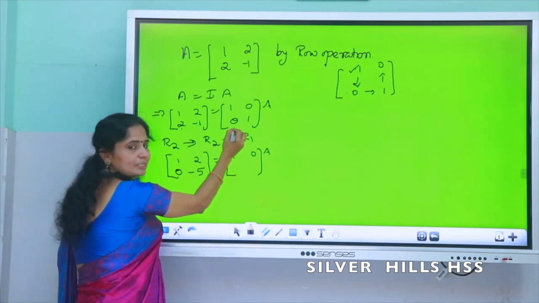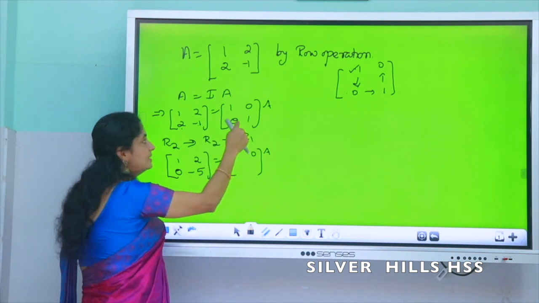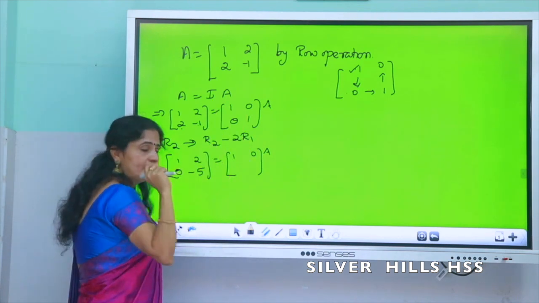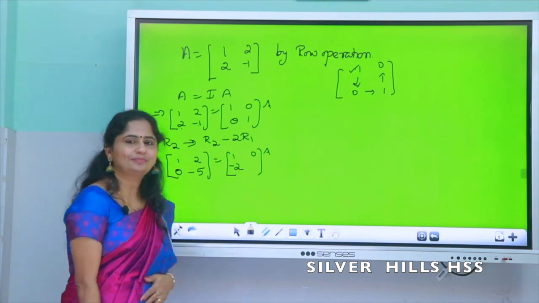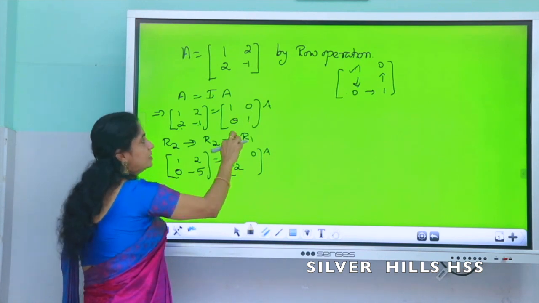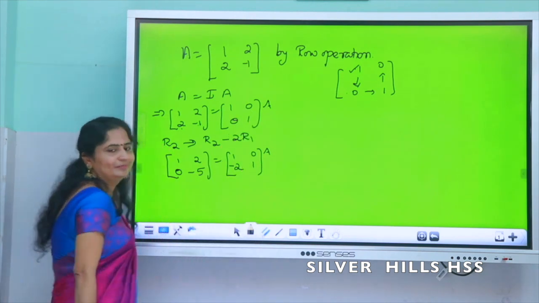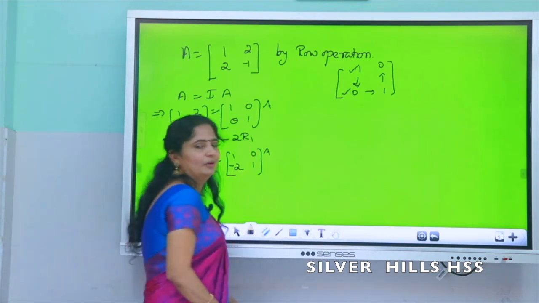Now, coming to this part, it should be done on both sides. 0 minus 2 into corresponding R1 is 1. So, 0 minus 2 into 1 is minus 2. Similarly, 1 minus 2 into 0 is 1. So, we got 1, we got 0 now.